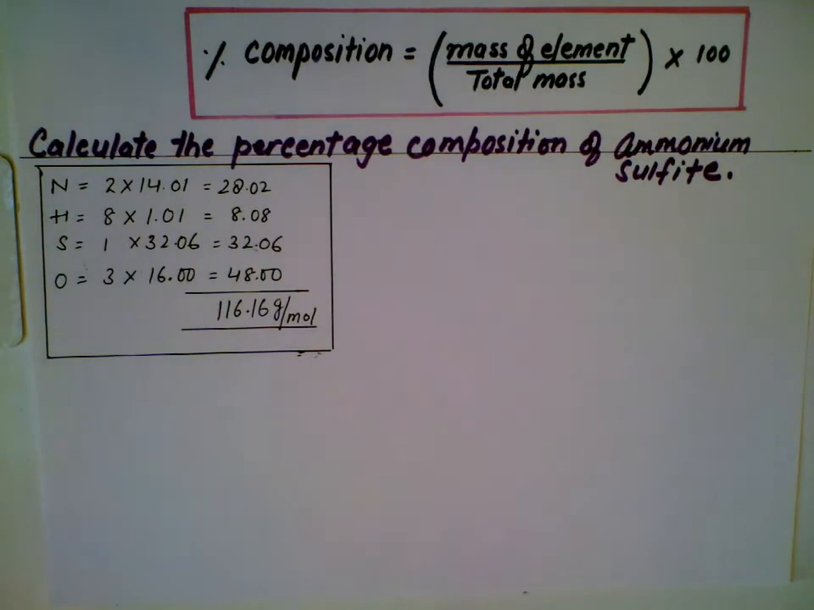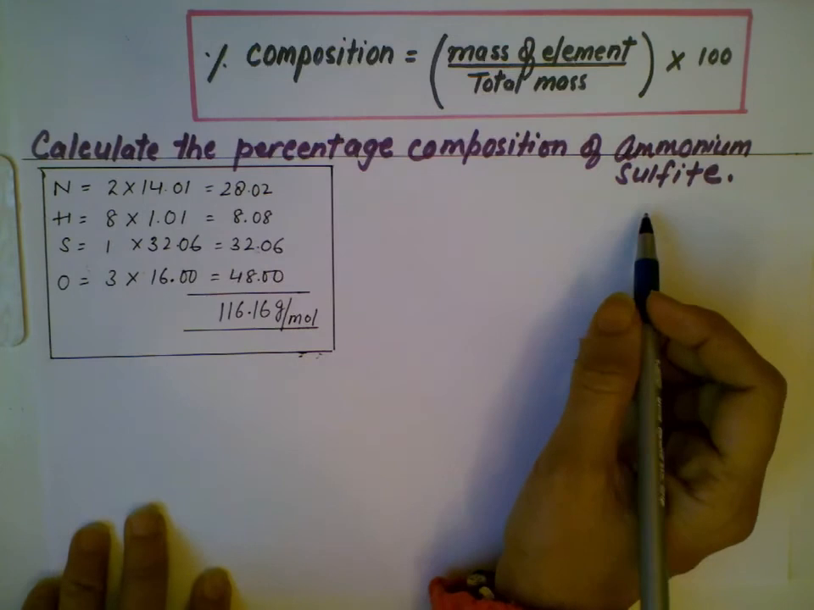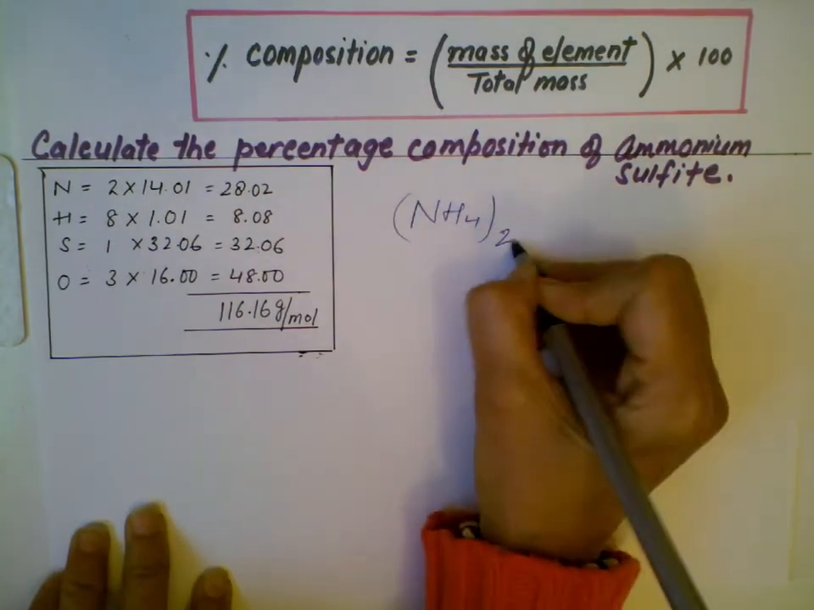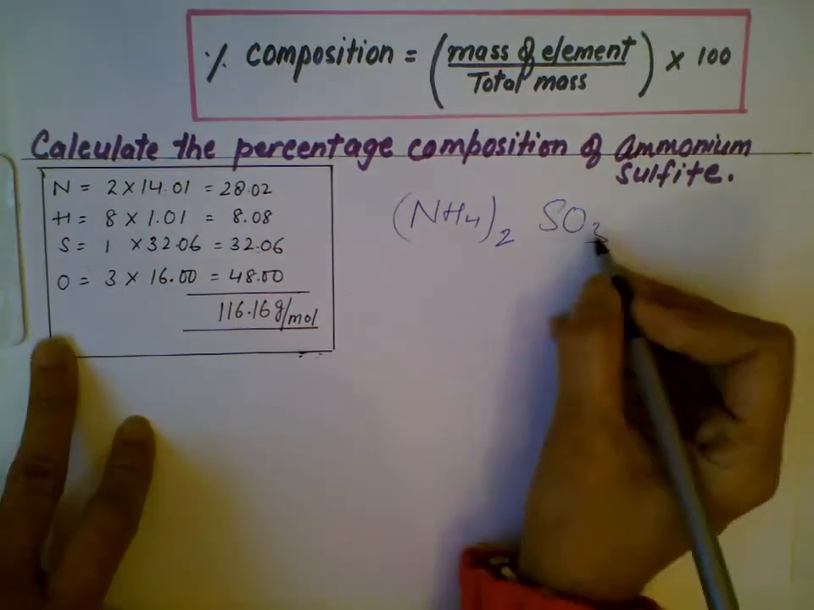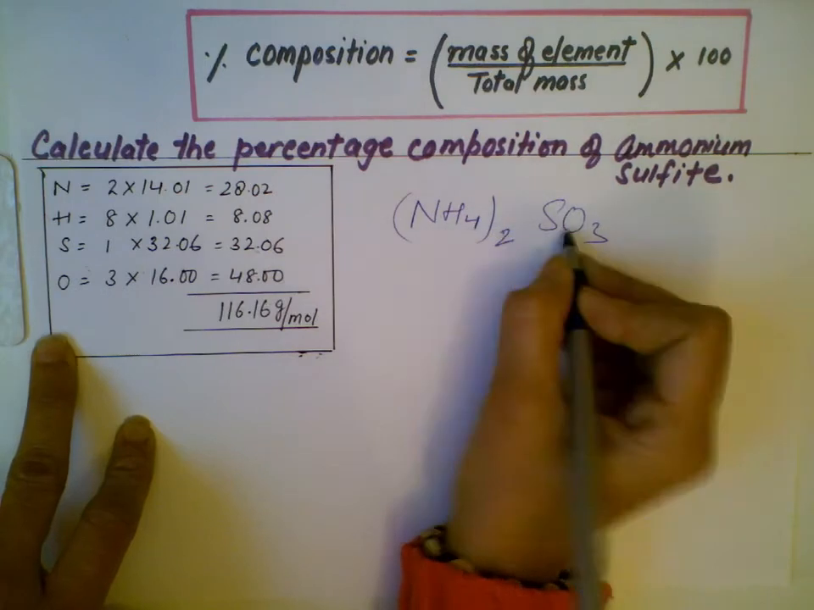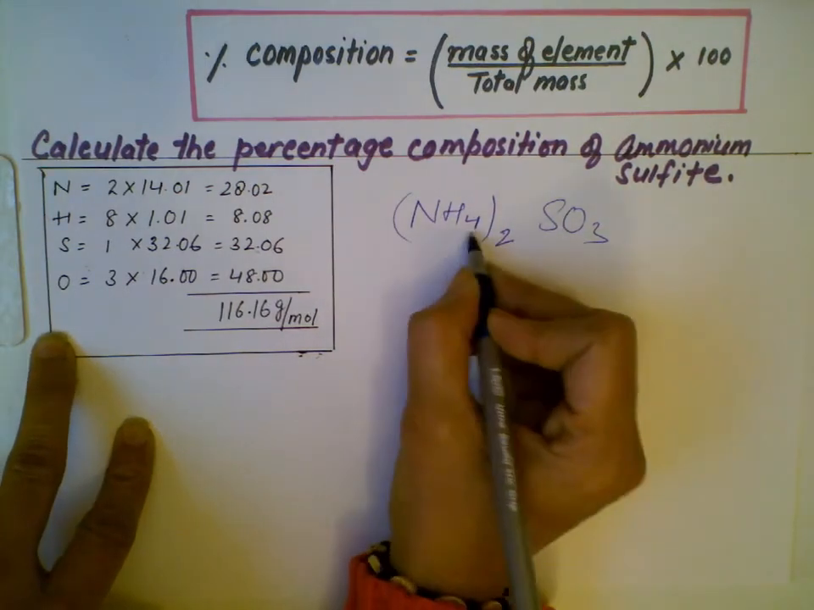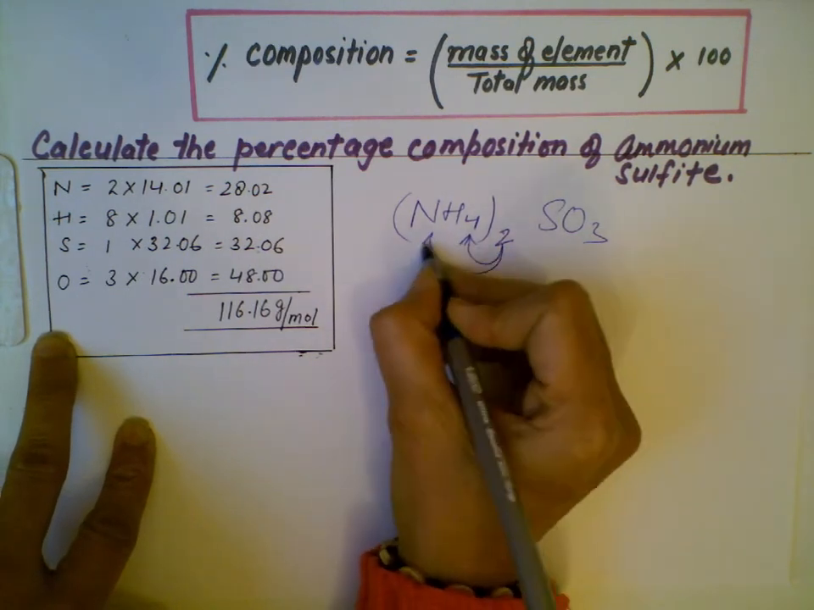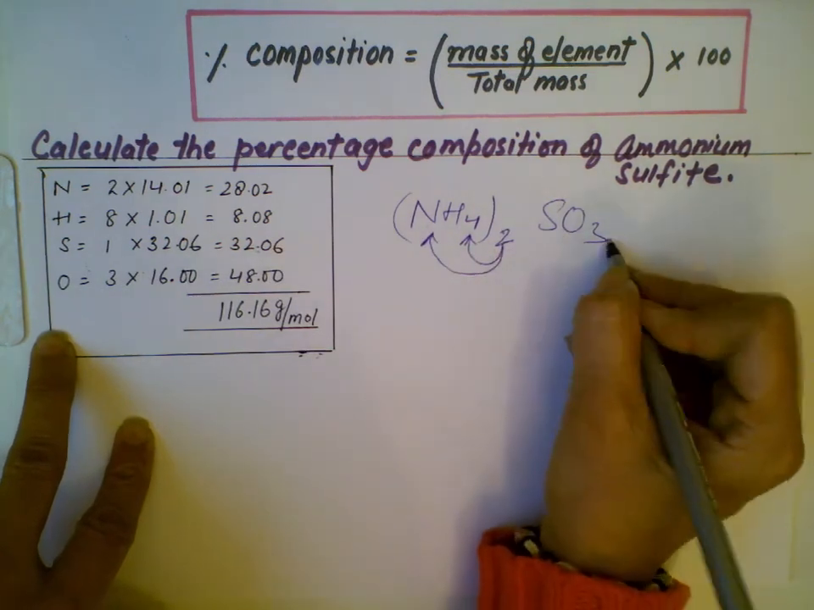Okay, percent composition. Calculate the percent composition of ammonium sulfite. So we need to know the formula. The formula for ammonium sulfite is (NH4)2SO3. So how many moles of each element is there? We have hydrogen, so 2 times 4, and nitrogen, 2 times 1. Sulfur is 1, oxygen is 3.